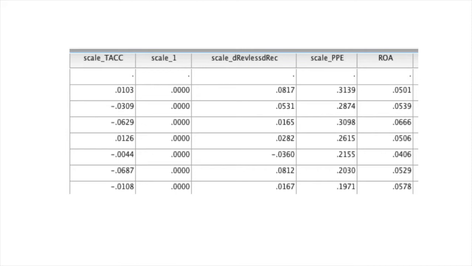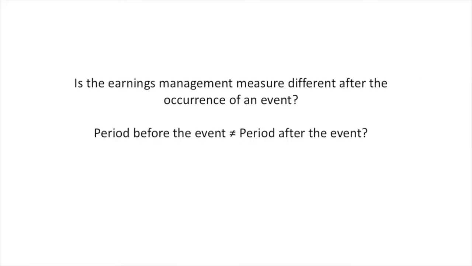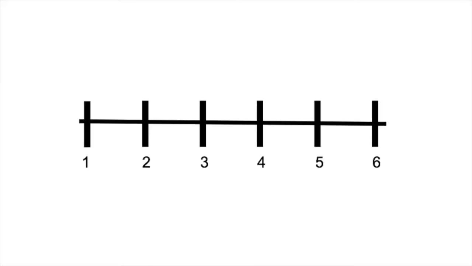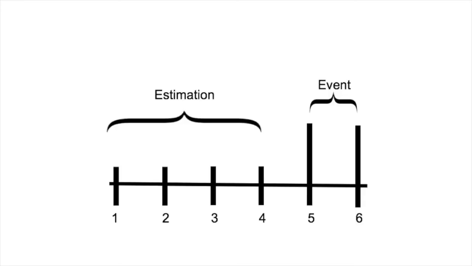But before we do the regression, let's do a little review. In an event study, we want to know if earnings management is any different because of the occurrence of an event. So it is important to first identify the cutoff point, separate the event period from the rest. In our example, the event occurred in year 5 and 6. These 2 years belong to the event period. It also means that the years before the event, years 1 to 4, are the stable periods.